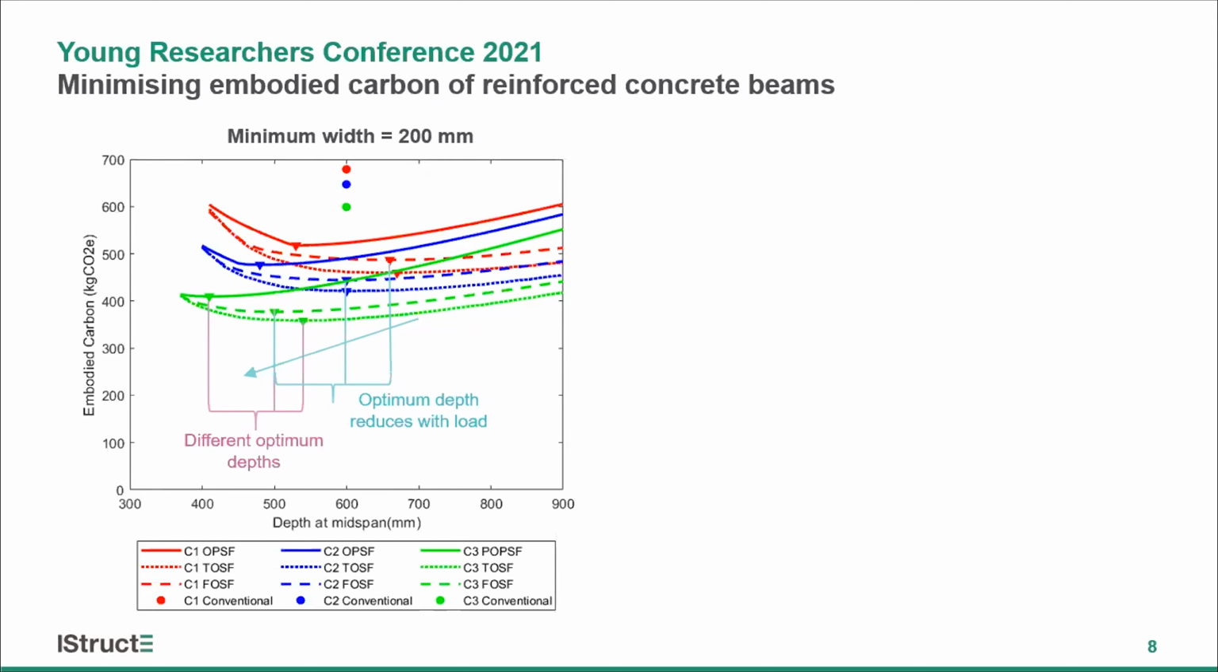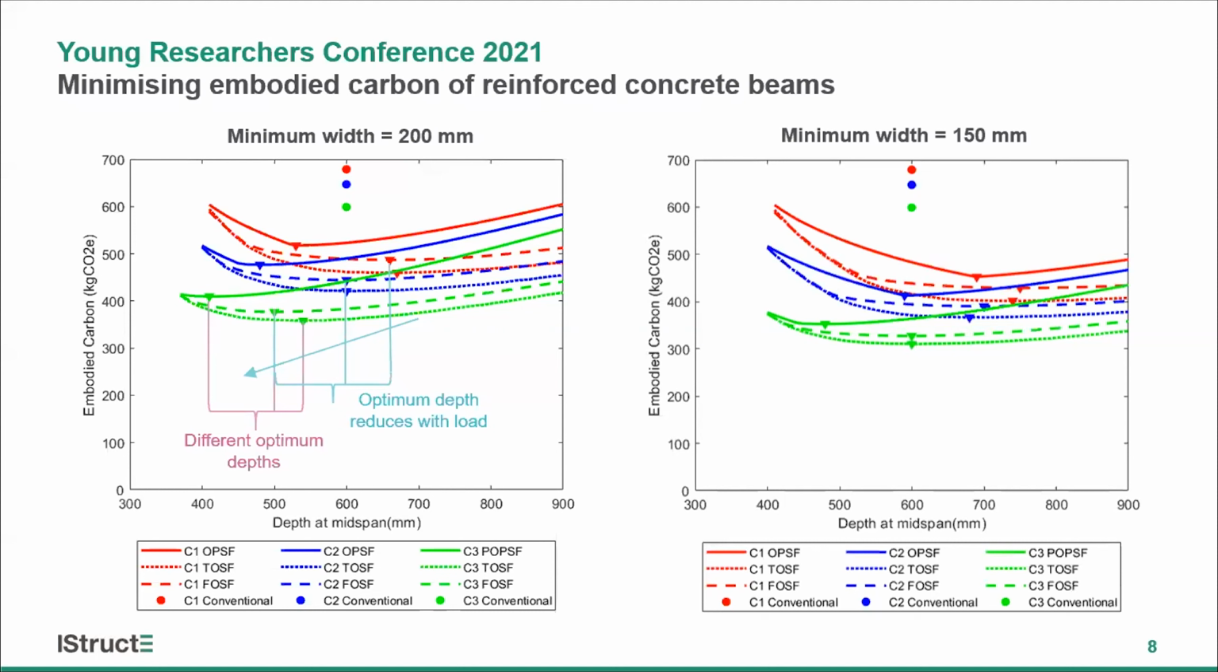In reality, these parameters can be governed by either the criterion we decide or even the spacing of reinforcement bars. If we assume it can go even thinner, I have repeated the analysis here using a minimum possible width of 150 millimeters. As you can see, the optimum depths, optimum designs have depended on the selection of minimum possible width.